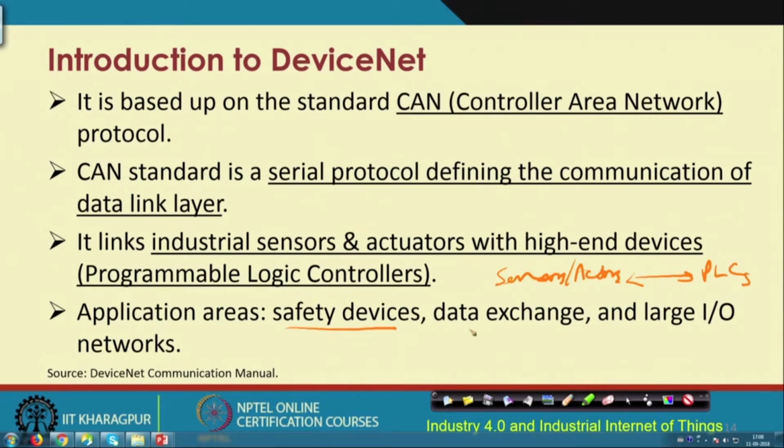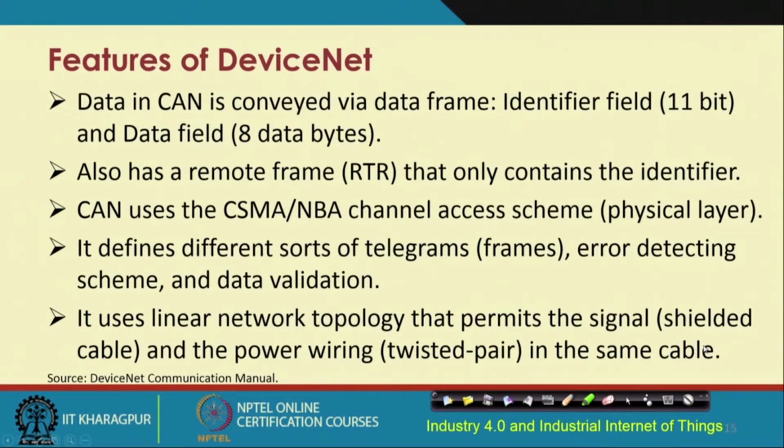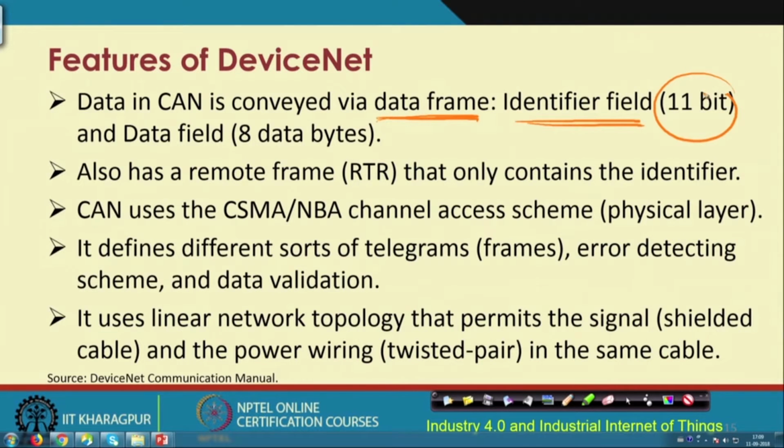So, safety devices, input output networks, etc., could all take help of the DeviceNet protocol. There are different features of DeviceNet. The data in Controller Area Network is conveyed with the help of data frames like before, right. So, this is nothing new. In the form of frames, these frames have an ID field which is of 11 bits and a data field which is of 8 bytes.